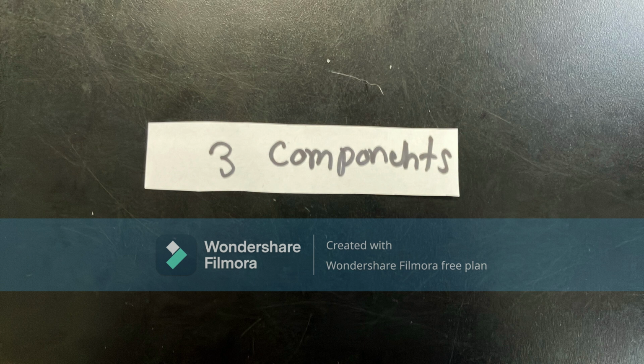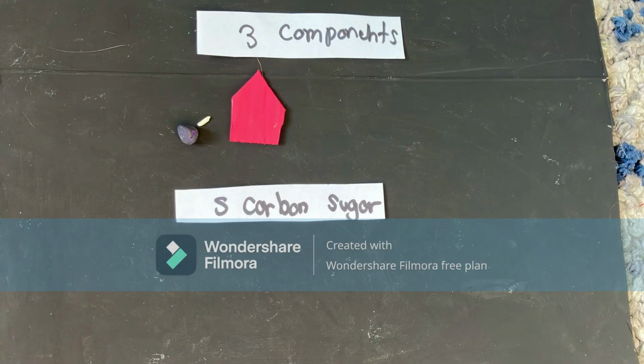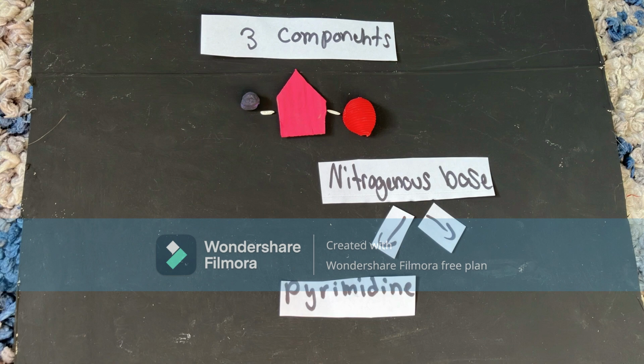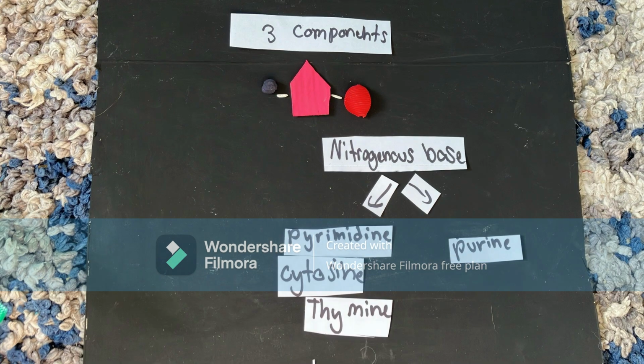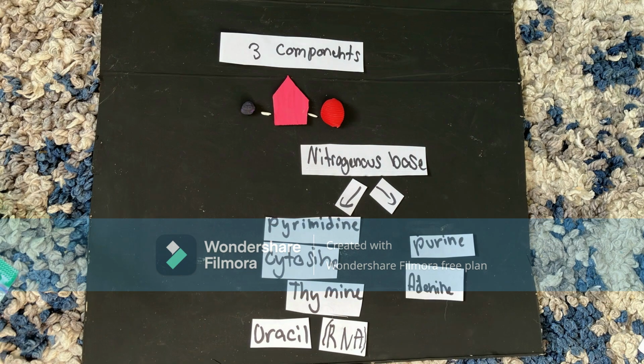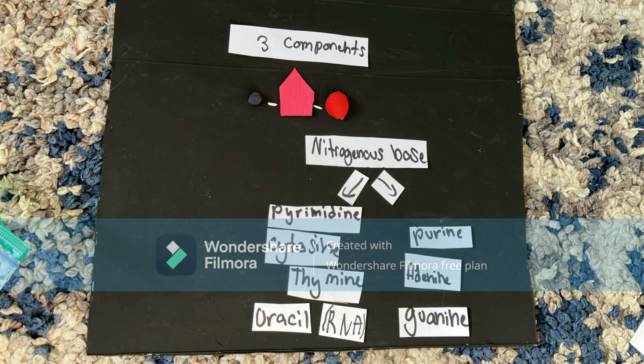DNA nucleotides are made up of 3 components: a phosphate group, deoxyribose, and a nitrogenous base. There are 5 different nitrogenous bases that can be separated into 2 categories: pyrimidine bases and purine bases. Thymine, cytosine, and uracil are pyrimidine bases. However, uracil is a base in RNA, not DNA. Adenine and guanine are purine bases.